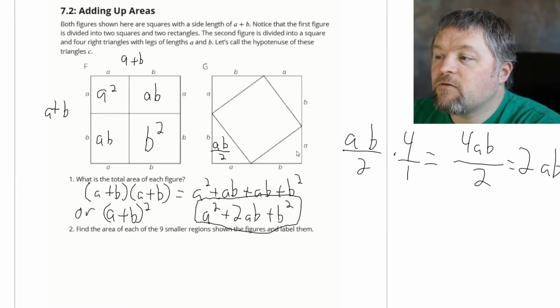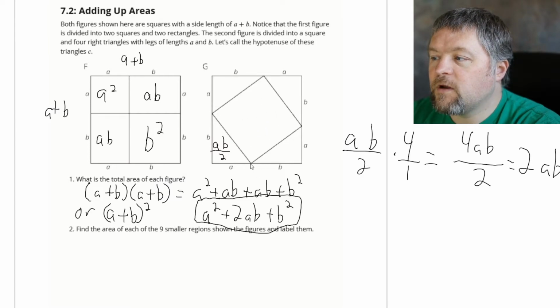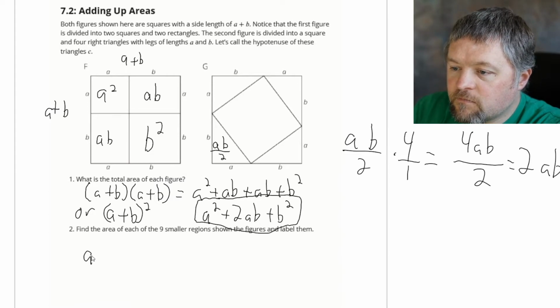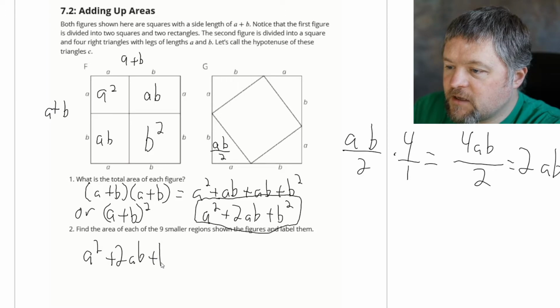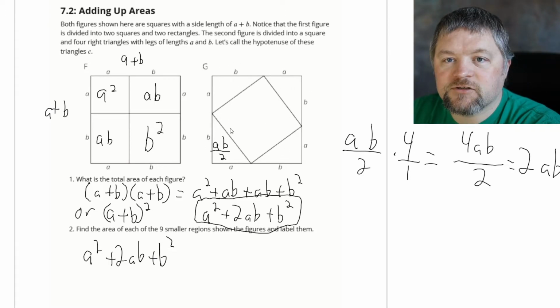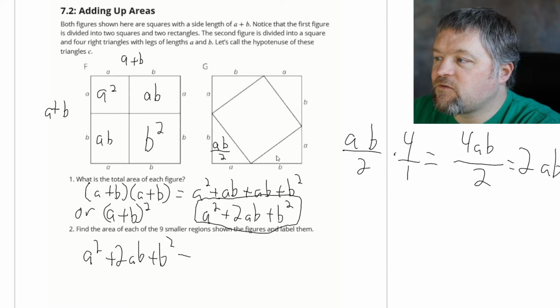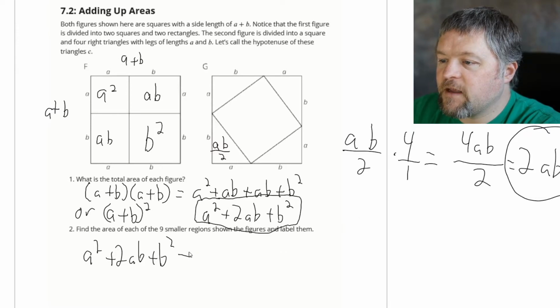So now, if we want to find the area of this inner square right here, we have to do the area of the outer, a squared plus 2ab plus b squared. That's the area of our nice outer square. Subtract the area of these 4 triangles, which we found to be 2ab.